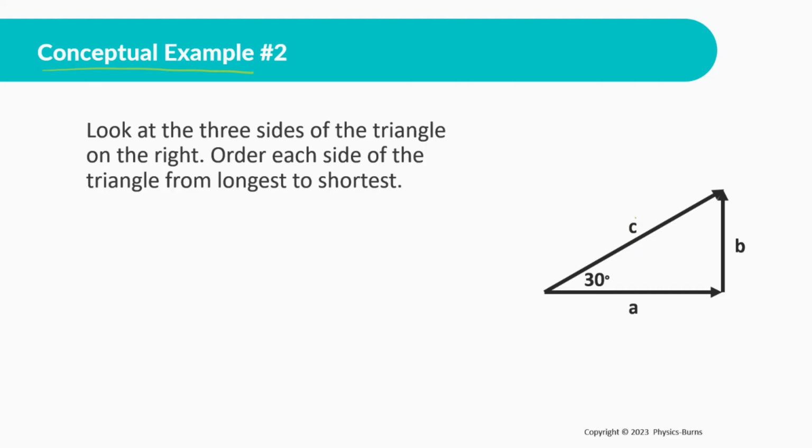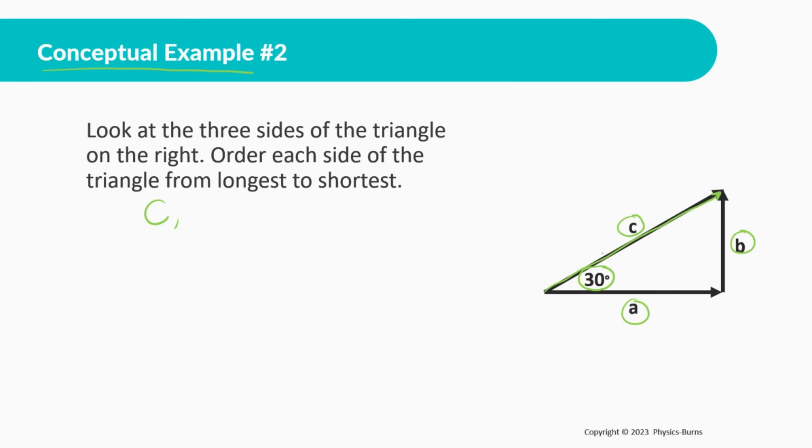Looking at these three sides, we have A, B, C. They don't have any numbers. How do we know which one's the longest and which one's the shortest? You might think C is the longest because it's the hypotenuse, and the hypotenuse is always the longest of the three sides of the triangle. But how am I supposed to tell if B or A is longer? The key is looking at this angle here.